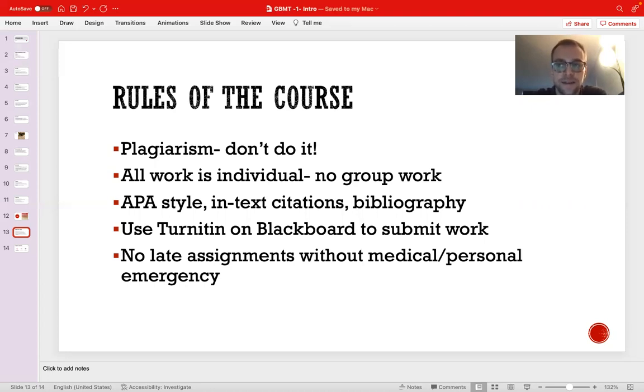There's no late assignments without documented emergency or medical reason. I'm usually a little more flexible with late assignments in my own previous teaching experience, but this is not a decision that I get to make. This is a college policy, and I have no say over it.